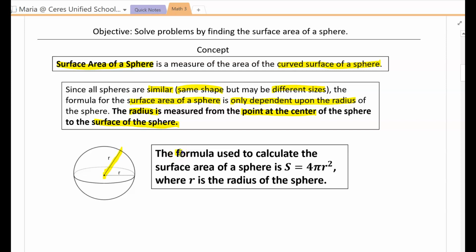The formula used to calculate the surface area of a sphere is S equals 4 pi r squared. Notice the radius is basically my unknown, where r is the radius of the sphere.